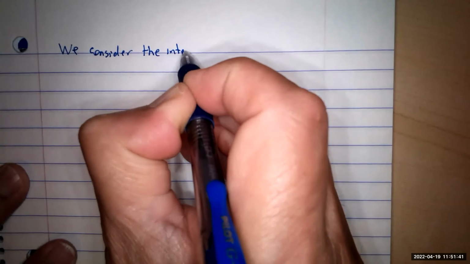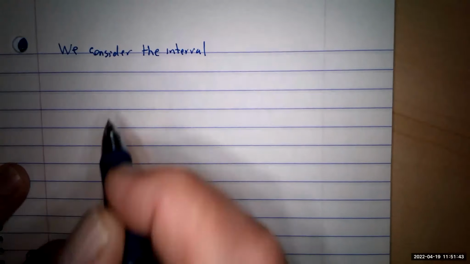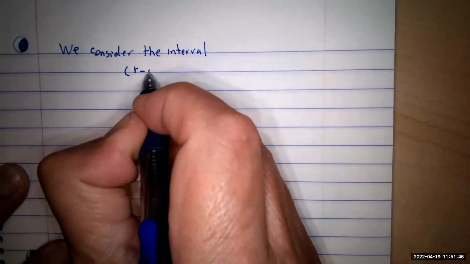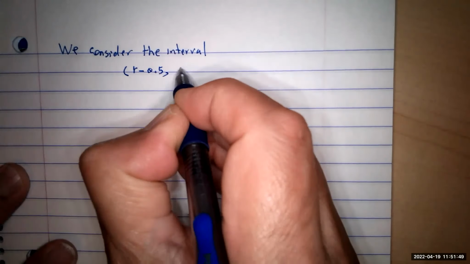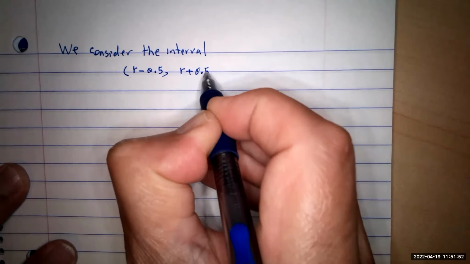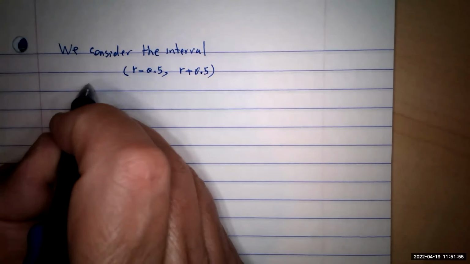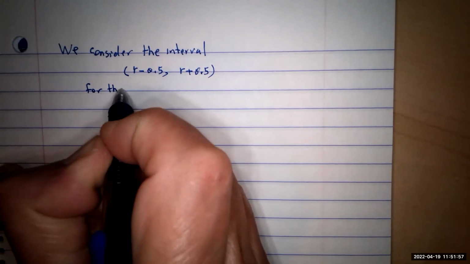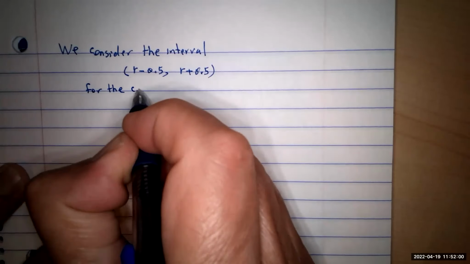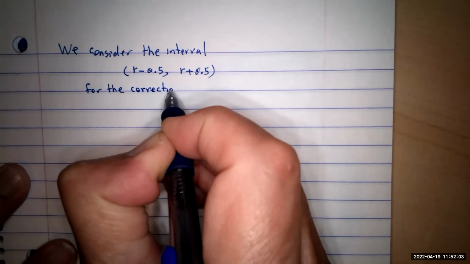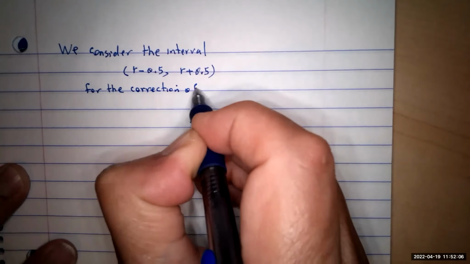As we talk about it, everybody should consider only this interval. The interval is going to be R minus 0.5, comma, R plus 0.5, for the correction of continuity.